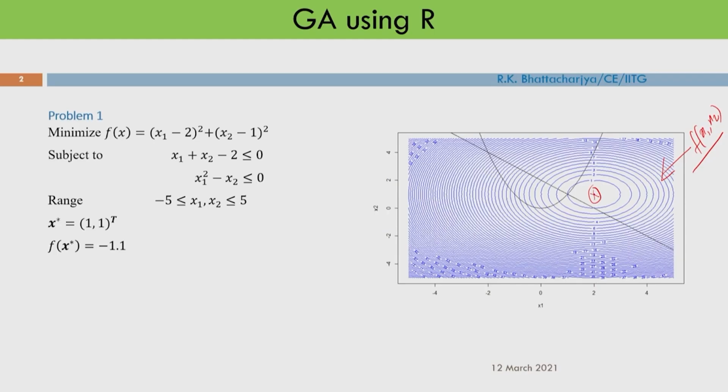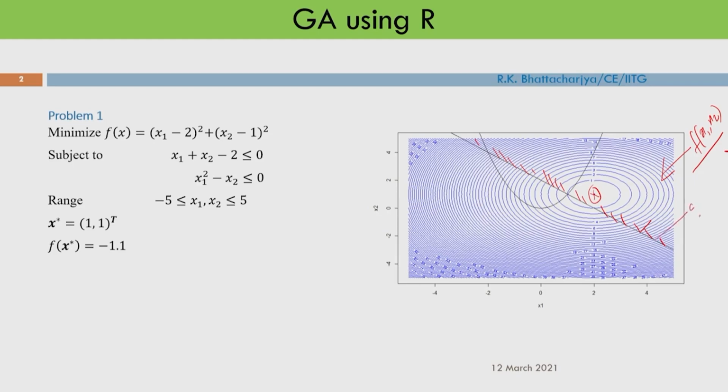Now, once you put these two constraints, the first one is this particular line, which is x1 + x2 - 2 <= 0. Anything on this side will now be infeasible. So this is the infeasible region, and therefore the earlier solution is not a feasible solution. This is your constraint 1.